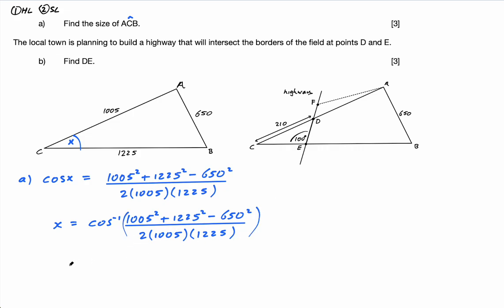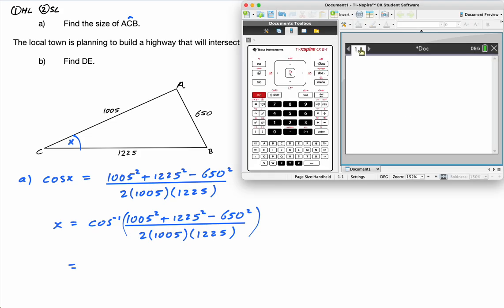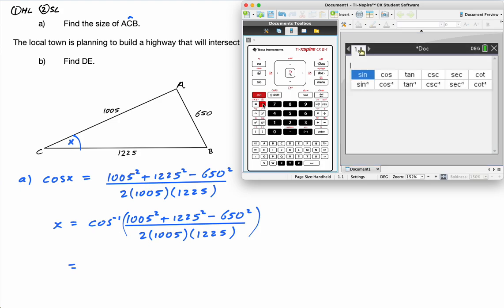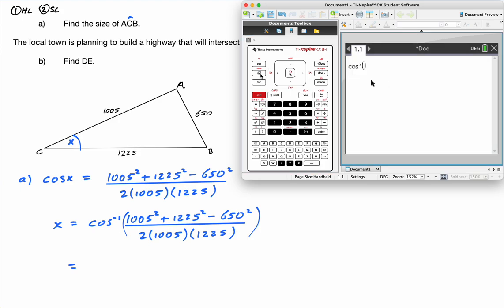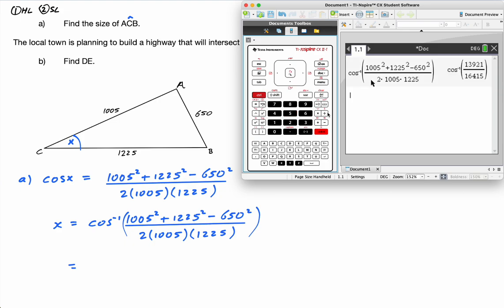And then this I will do with my GDC. So GDC inverse cos is here in trig. So trig, inverse cos, put in the fraction and type this in. 1005 squared plus 1225 squared minus 650 squared, all over 2 times 1005 times 1225. We're in degrees. Press enter.